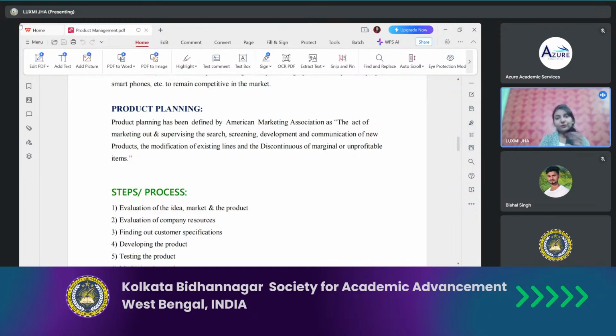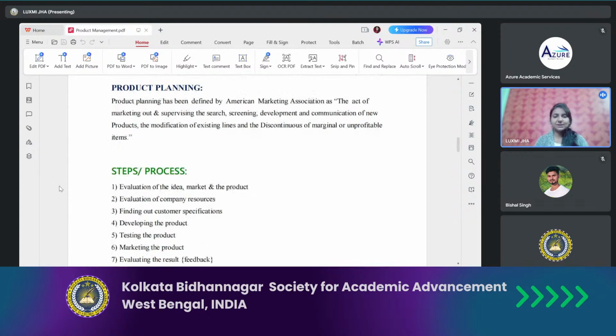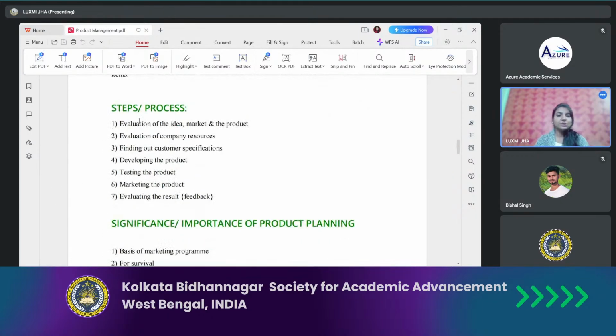So then we have to have a proper plan. And there are certain products which go beyond and incur losses, so it's better to discontinue those products and use those raw materials for the new product. So for this, the marketer has to go with proper planning. What are the steps for this planning? Let's quickly come to the plan. Okay, so the first thing required in this particular process is evaluation of the idea, market, and the product. So when we talk about certain things, we have to make certain things very clear.